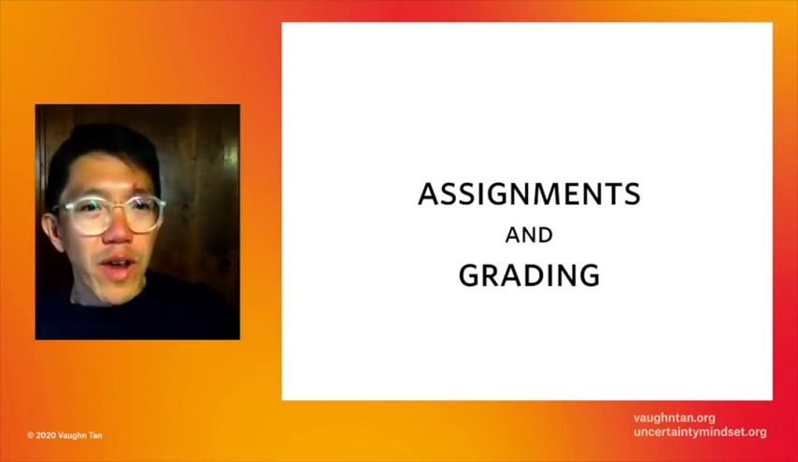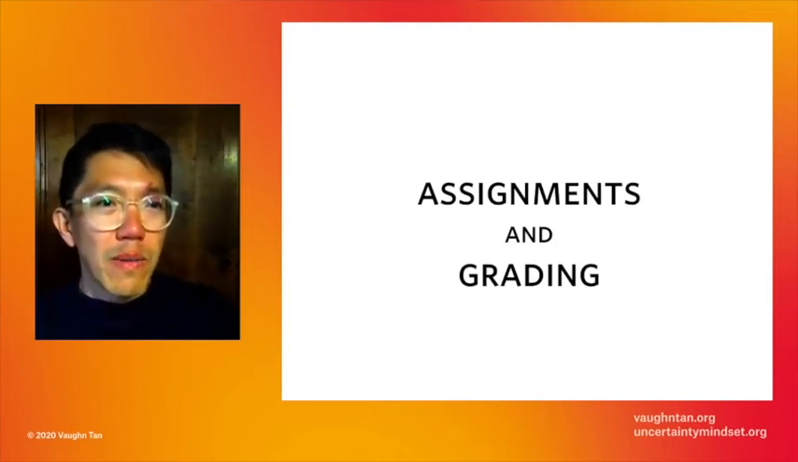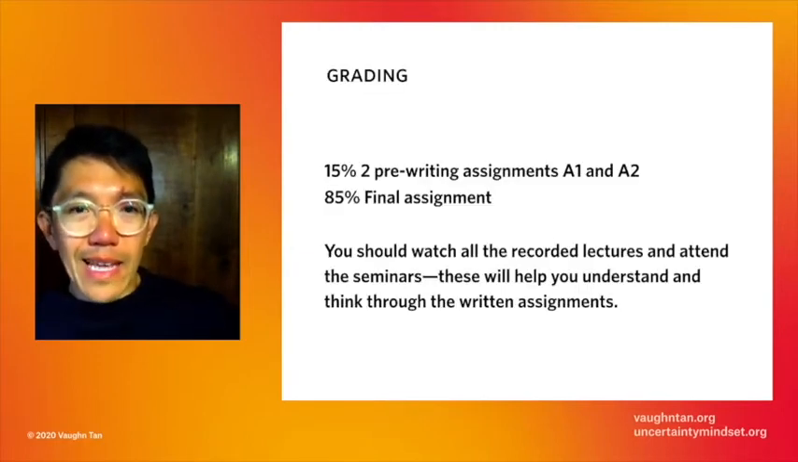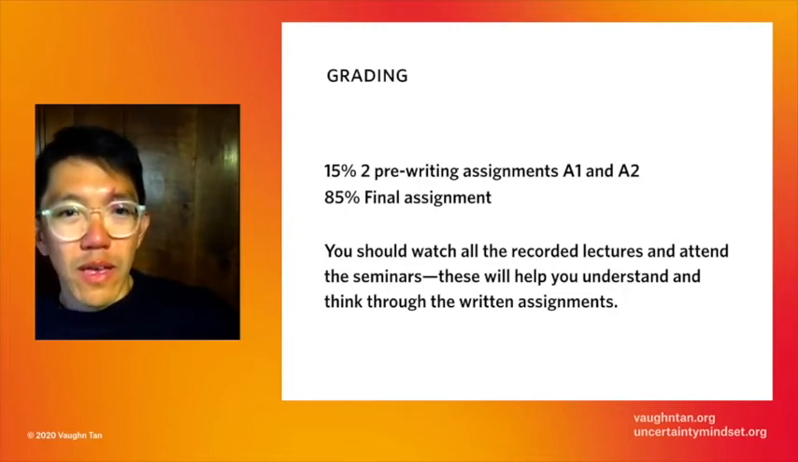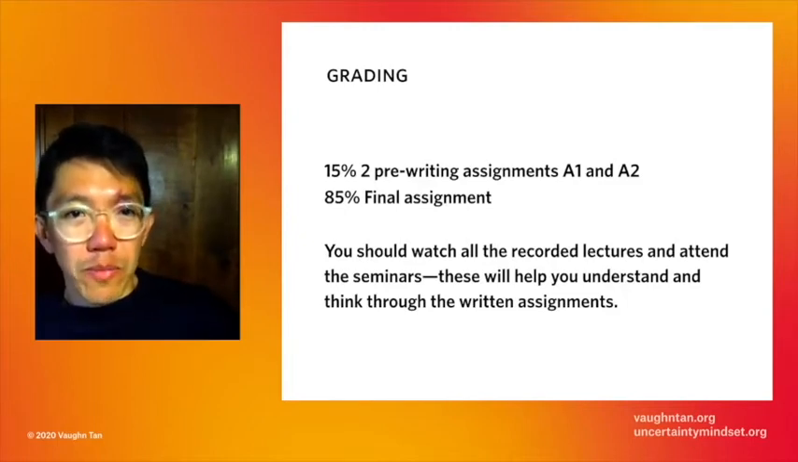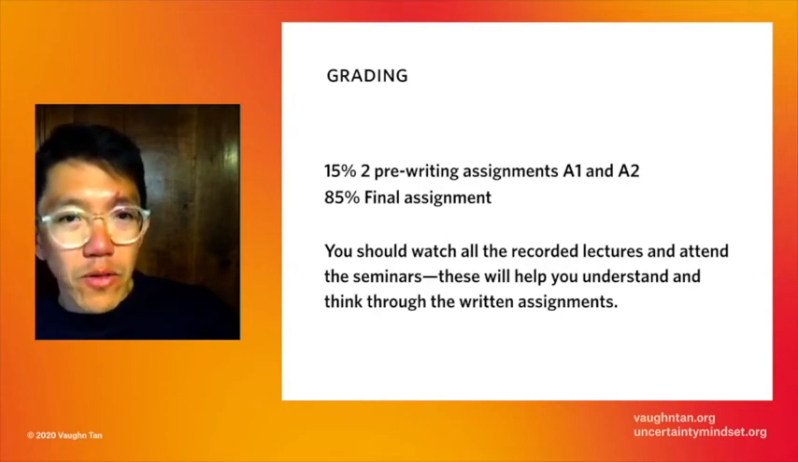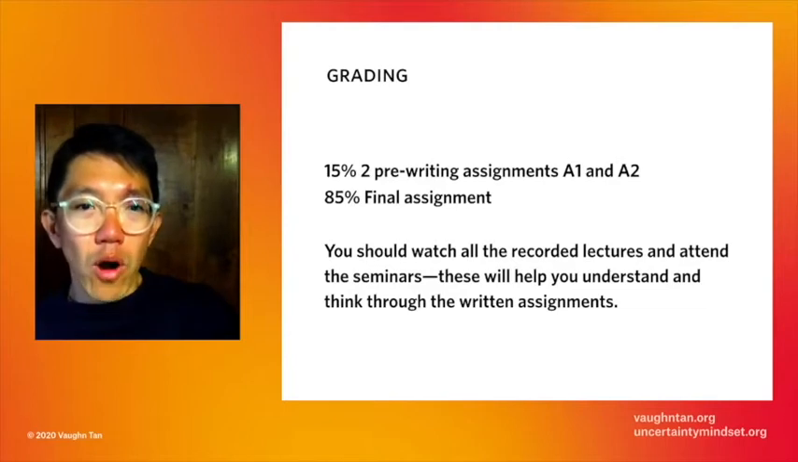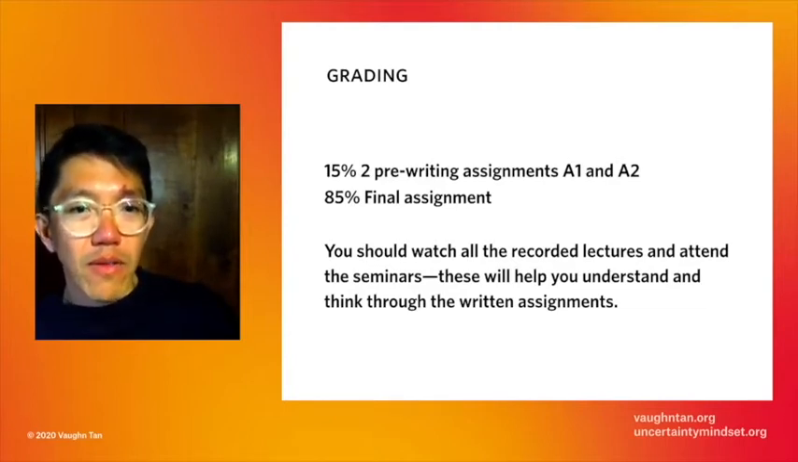Now we're into the home stretch. We're just going to talk quickly about assignments and grading for this module. The grade for this module consists entirely of work that you do that is written and individual, and they're all related to each other. So there's 15% for two pre-writing assignments, A1 and A2, that are meant to help you work up for the final assignment, which is worth 85% of the final grade.